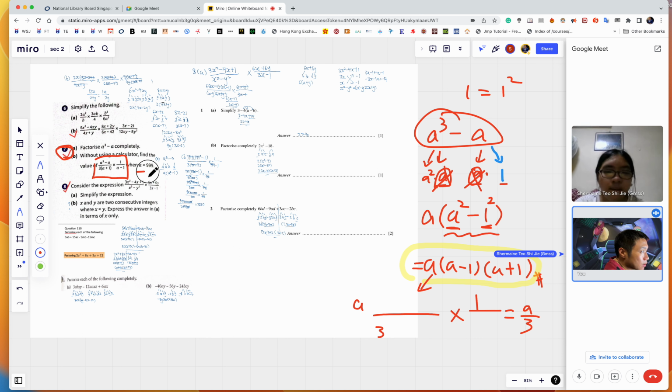And now they say what? They say a is equal to 999, right? Can you see here? Can you see my cursor or not? Yes. Okay, good. So a is 999, so I replace my a with 999, which is this one. I replace it with 999.